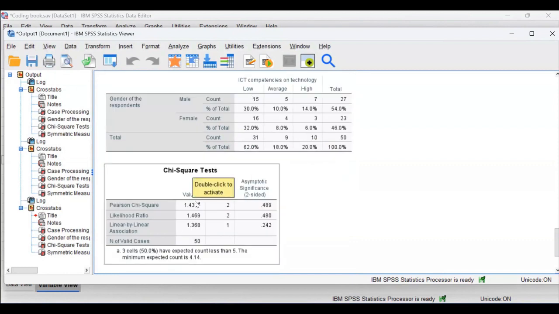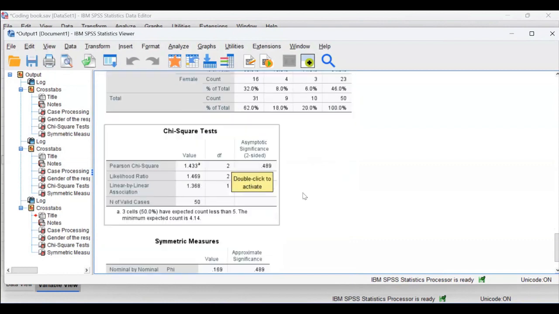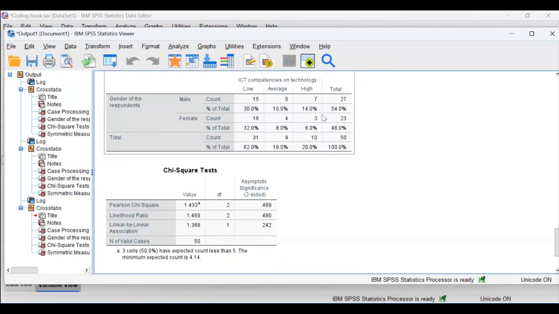Now coming to the main part of our test, that is chi-square test. Our p-value is 0.489. When we were discussing cross tabulation, I mentioned that there are differences between male and female category when it comes to ICT competencies. I was saying that compared to the female category, male have a high level of ICT competencies, as per the data.